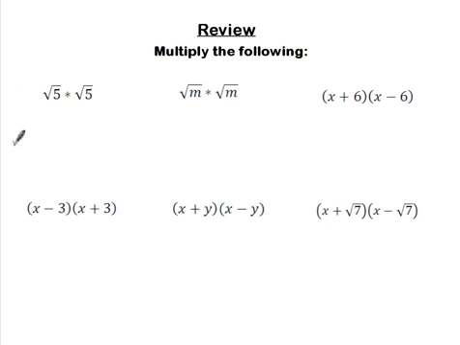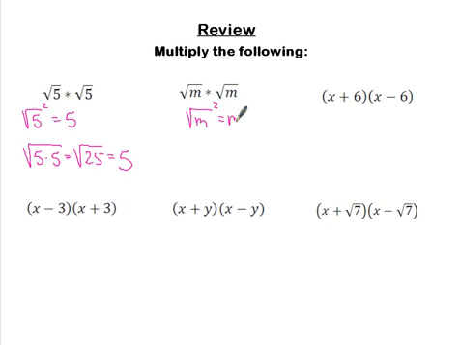Alright, before we rationalize any denominators, there's some basic multiplication that you need to have a firm grasp on to make things much easier. The first one here, we have the square root of 5 times the square root of 5, which is the square root of 5 squared, which is just 5. Or you could write it like this, the square root of 5 times 5, which is the square root of 25, which once again is just 5. The square root of m times the square root of m is the square root of m squared, which is just m.